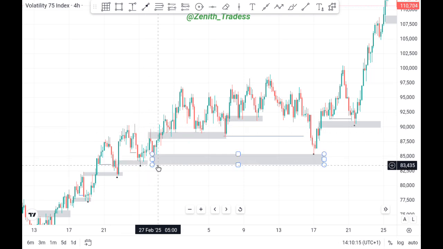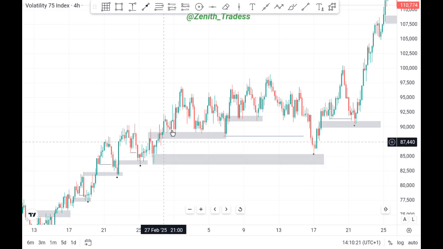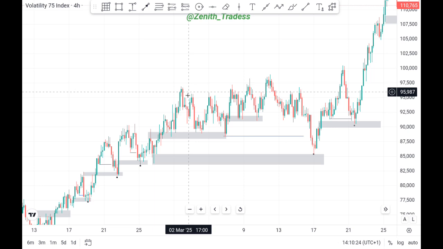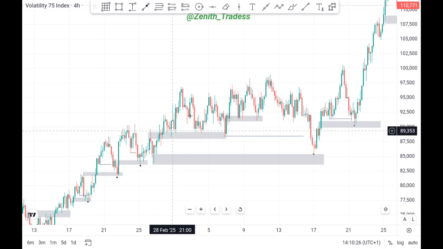This minor low is a kind of sweep liquidity. The strong low has been shifted to this place. And this strong low now created a series of minor structures inside. None of these structures was able to sweep the low.